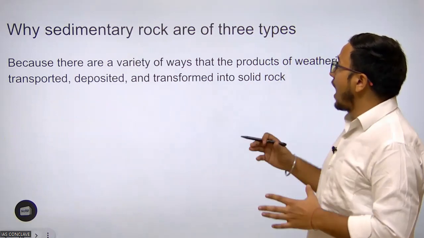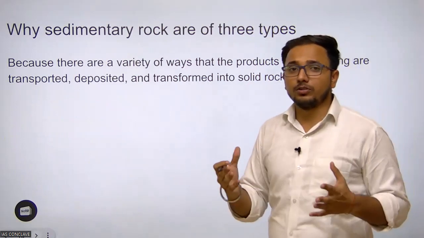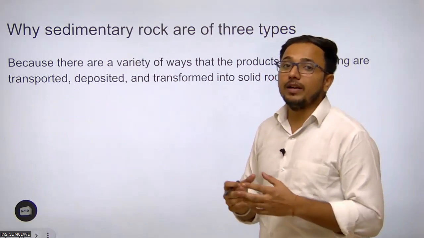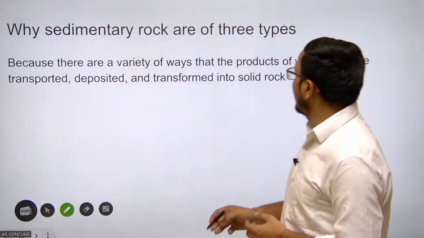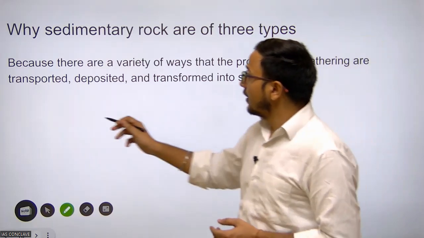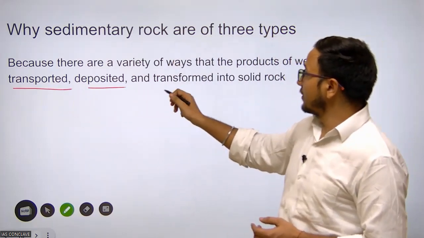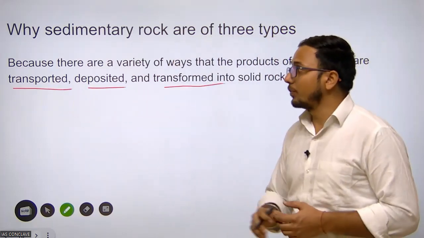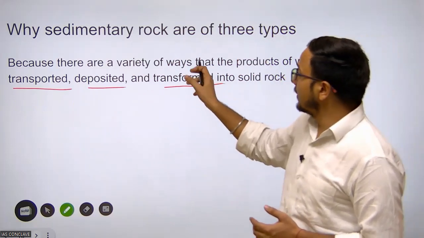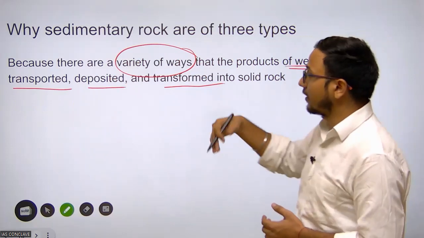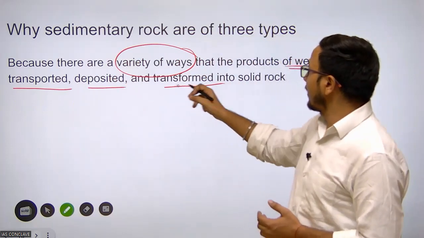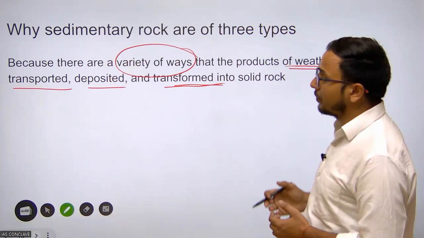Why are there three types of sedimentary rocks? Because of the different environmental conditions, the weathering products are transported, deposited, and transformed into solid rock in a variety of ways. That's why sedimentary rocks are of three types.